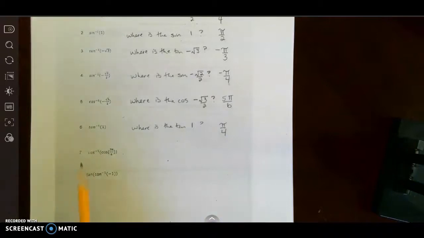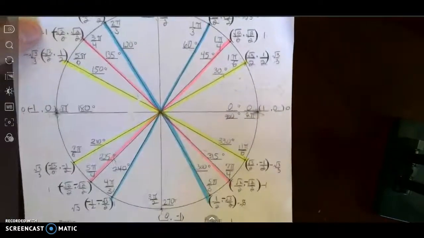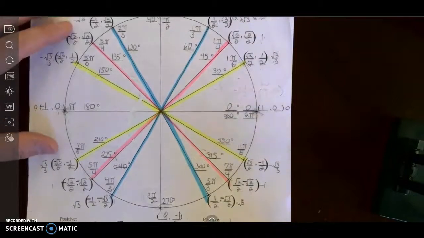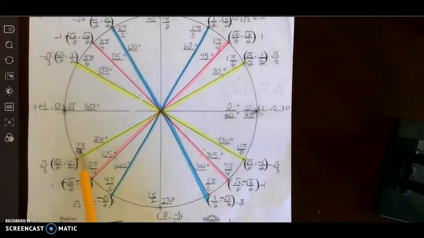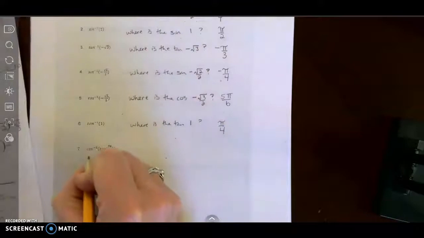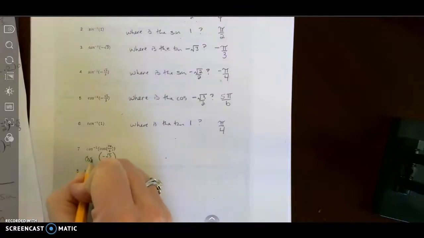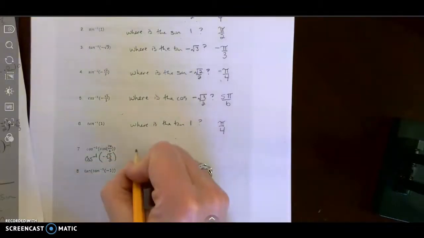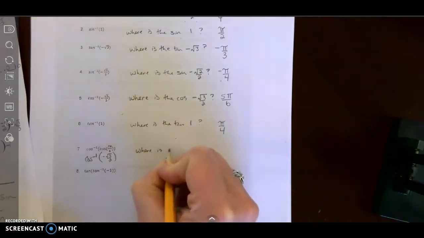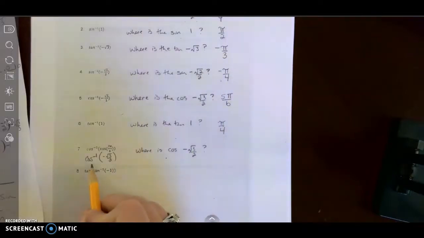All right, for number 7, I've got 2 things that I need to do, and I always start on the inside of my parentheses. The first thing I'm asked to do is find the cosine of 7 pi over 6. That means I have the entire unit circle because I'm not finding an inverse yet. 7 pi over 6 is here. Cosine is the x coordinate, so it's negative square root of 3 over 2. And now I'm going to take the inverse of that, which means where is the cosine negative square root of 3 over 2. That's what an inverse means.